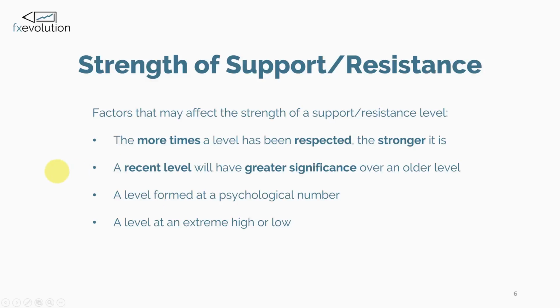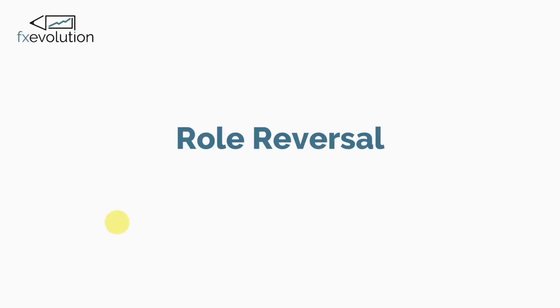We can also see sometimes a level that is an extreme high or low can become a support and resistance level. And this is because they're outlier levels, and not always do they get hit. So therefore they can be very big psychologically for us as traders. Let's look at the term role reversal and see how that works with resistance and support.